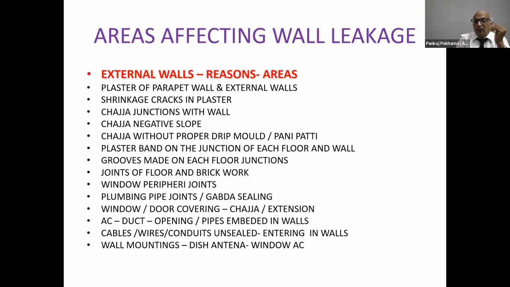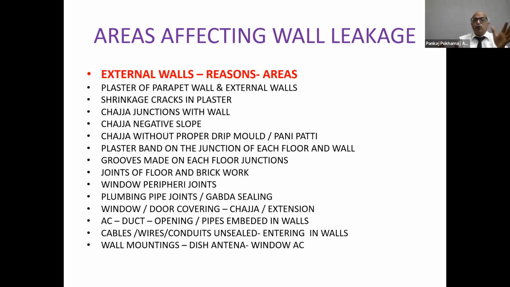Also on external walls, when the windows are there, the frame of the window and the masonry always have a joint. So the perimeter joint of the window needs to be sealed, otherwise the water will go into the aluminum section and the gap of the wall or concrete, and it will leak inside.